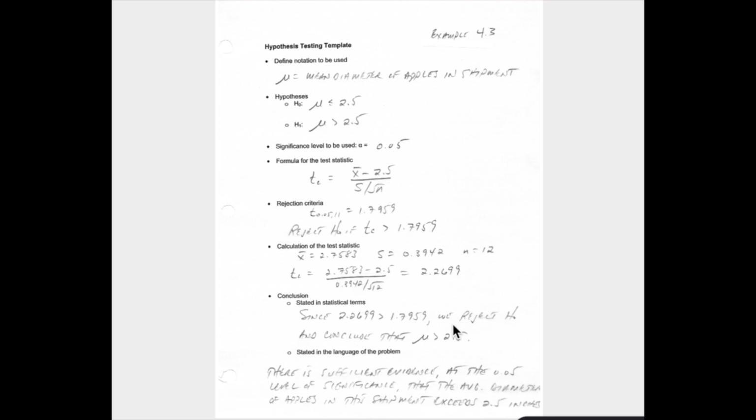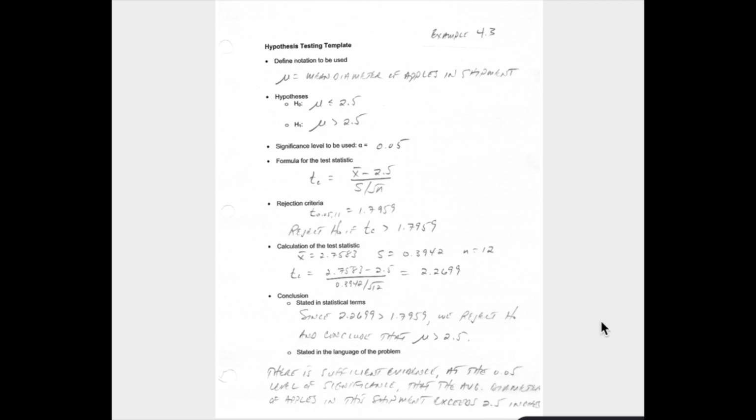So because of that, we reject the null hypothesis and conclude that the alternative is true, which says that mu is greater than 2.5. To translate this back into the language of the problem, we would say there is sufficient evidence at the 0.05 level of significance to conclude that the average diameter of apples in the shipment is greater than, or exceeds, 2.5 inches. And therefore, the buyer should go ahead and pay the premium.